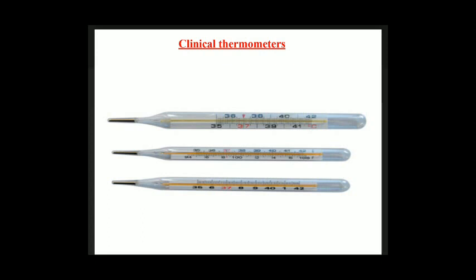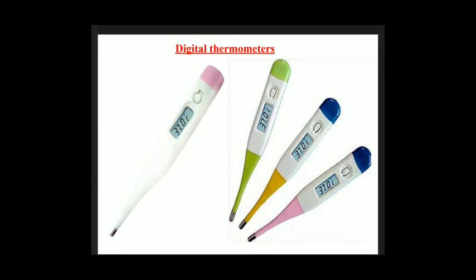Here basically we will talk about two types of thermometers, clinical thermometers and laboratory thermometers. Clinical thermometers are used to measure the temperature of the human body, and you can easily find one at your home. You can ask your parents to show you the clinical thermometer. The simple ones you can see are the mercury and digital thermometers.